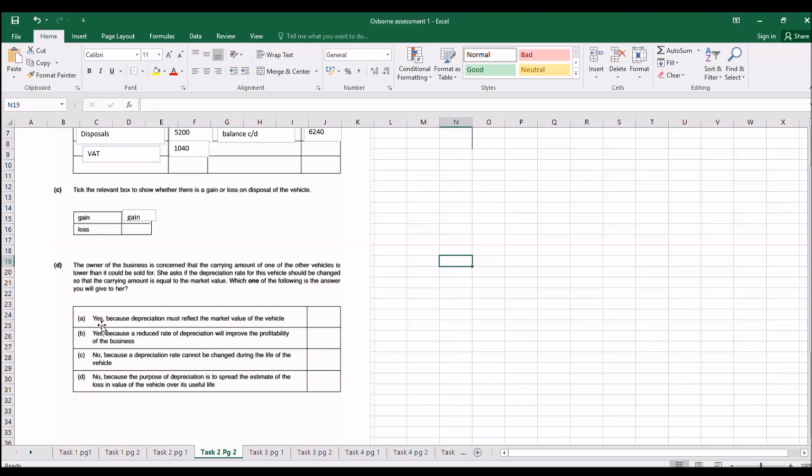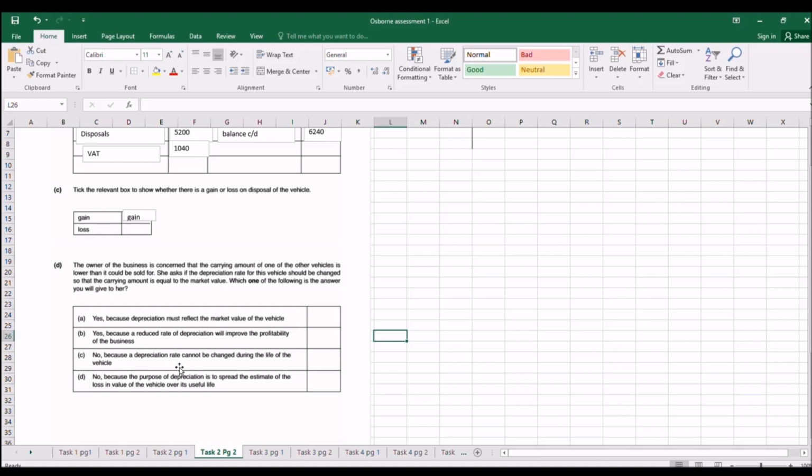So here, yes, because depreciation must reflect the market value of the vehicle. Specifically, no. The market value of the vehicle is not represented within the accounts under historical cost accounting. Yes, because the reduced rate depreciation will improve the profitability of the business. Well, in future years it would, but that is simply manipulation of the accounts, so that would be unethical. So no to that one.